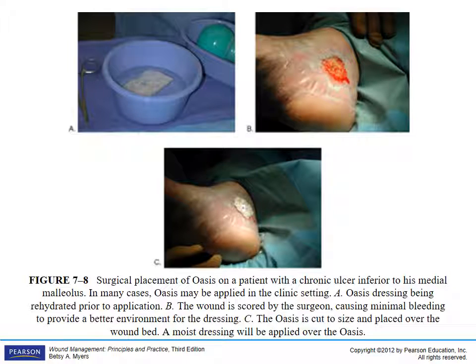So here's the placement of Oasis on a patient with a chronic ulcer. So you see in A, the Oasis is being hydrated, because remember, this is the one that's the pig small intestine lining, submucosa. So it's been hydrated in A. They're preparing the wound. What the surgeon is doing is scoring the top of the wound. Because then, as you see in C, once they put the Oasis on top of it, it should adhere better to the wound bed.